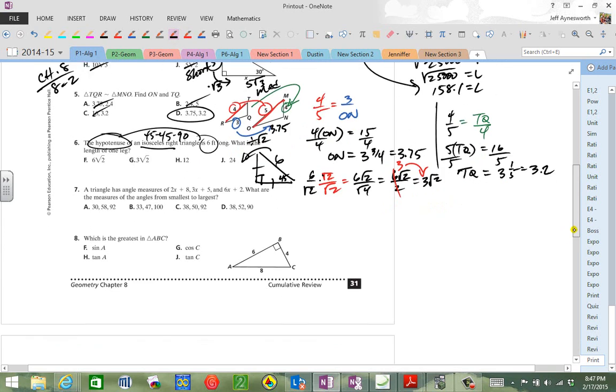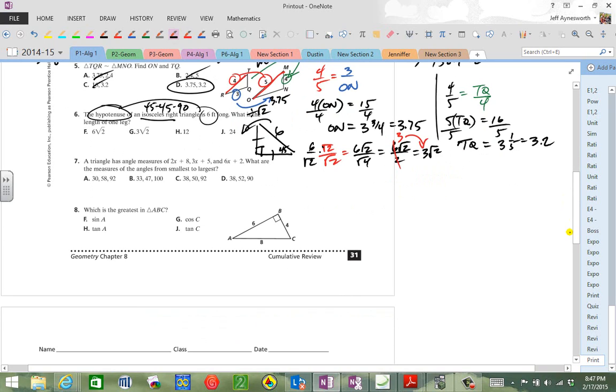Going back in time, the triangle has measures these, this, and this. Okay, so you got 3 angles. What are the measure of the angles from smallest to largest? Notice the directions, right? Well, the sum of all 3 angles is 180. You guys know that. So what does that mean?